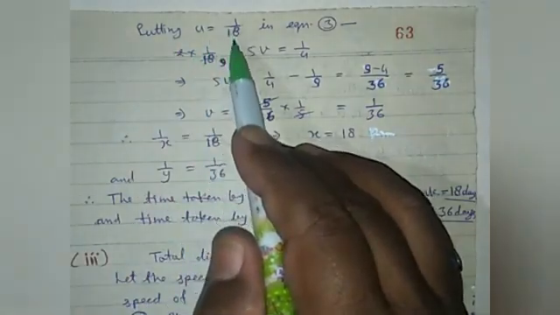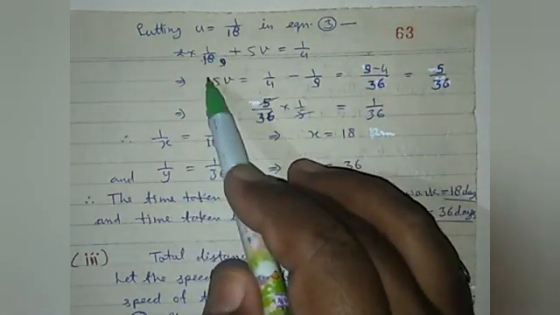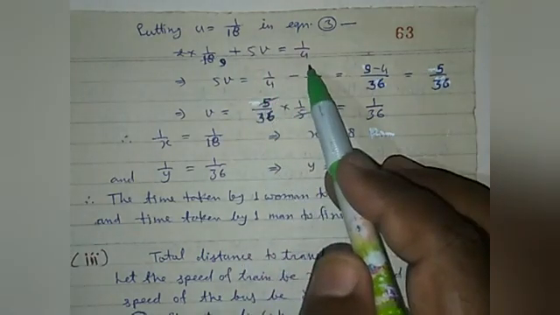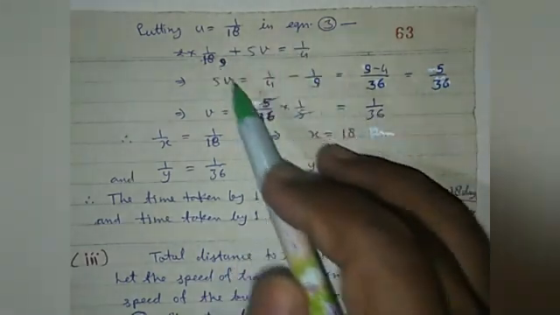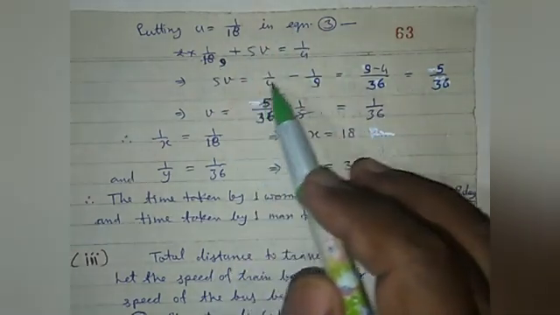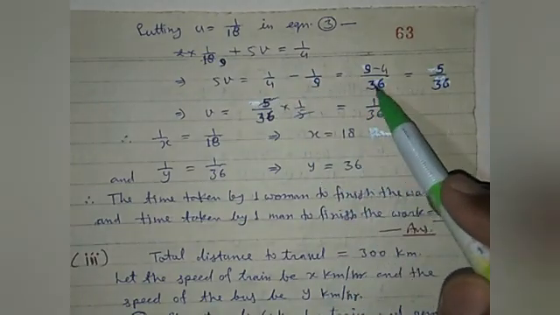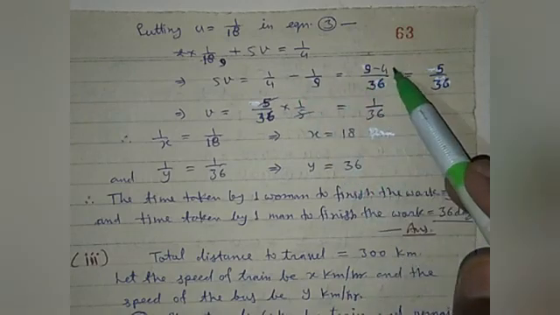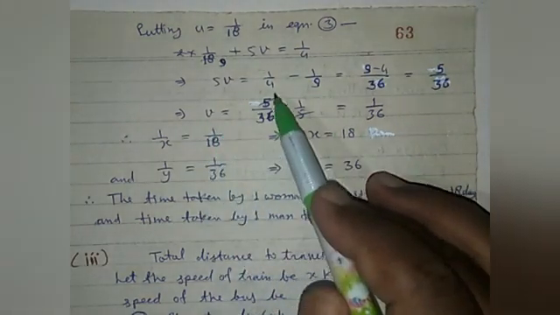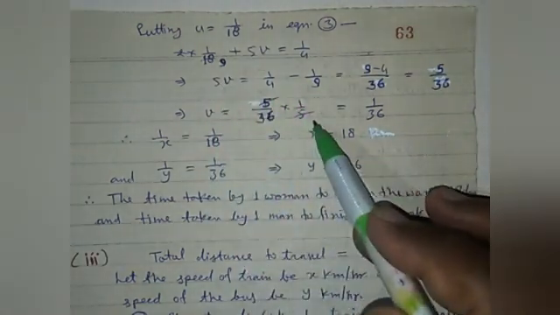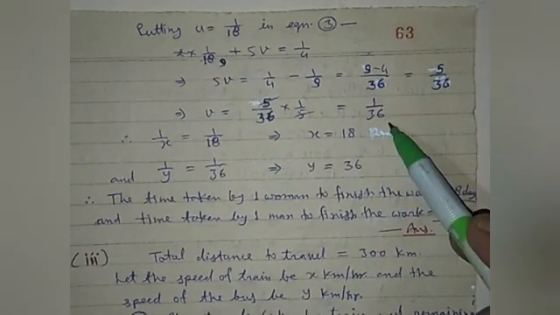Now putting u equal to 1 upon 18 in equation 3, we have 2 into 1 upon 18 plus 5v equal to 1 upon 4. Here 2 nines are 18, so we have 1 upon 9. So 5v equal to 1 upon 4 minus 1 upon 9. Taking the LCM, that is 36, we have 9 minus 4, that is equal to 5 by 36. Hence v equal to 5 by 36 into 1 upon 5. Here 5 is cancelled out. We have it equal to 1 upon 36.